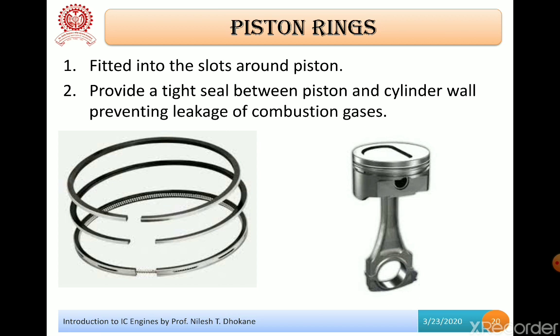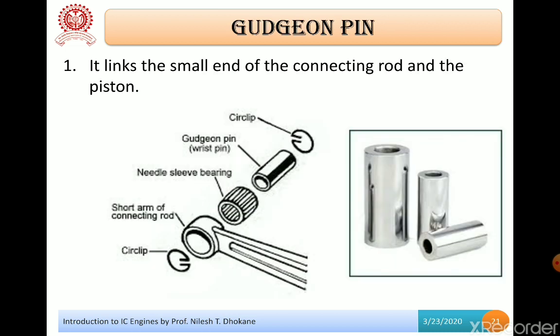Next, piston rings. Here on the right side diagram you can see the piston along with the connecting rod. On the periphery of the piston, on the upper side, there are some grooves. In these grooves, the piston rings are fitted into the slots around the piston. The piston ring provides a tight seal between the piston and cylinder wall, preventing the leakage of combustion gases, so that the necessary pressure can be maintained in the combustion chamber and that can be converted into motion.